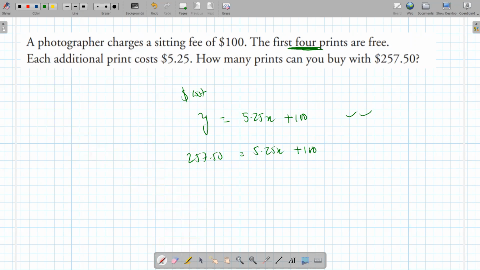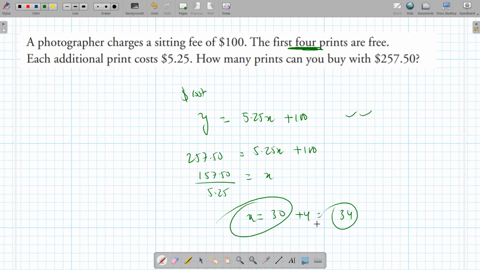Okay, if you don't want to add the 4, then you have to do 4 minus X here. So again, subtract 100 from both sides. From here, it's simple. And then divide that by 5.25. These equations are not that bad. It just gets a little bit messy when you have fractions, when you have to take the common denominator. So X is 30, there we go. You can buy 30 additional prints, but in total, you can buy 34 prints.